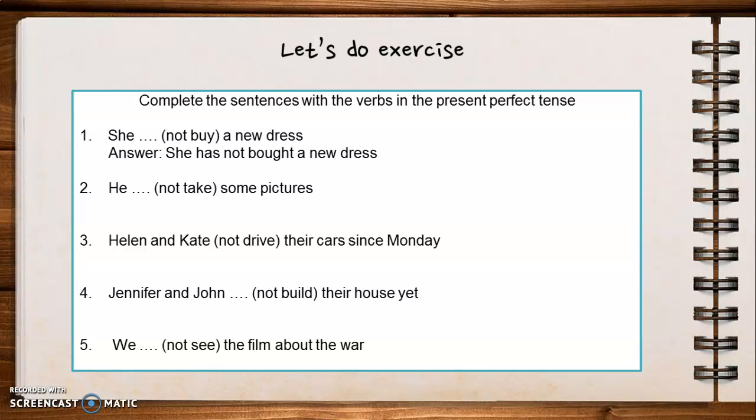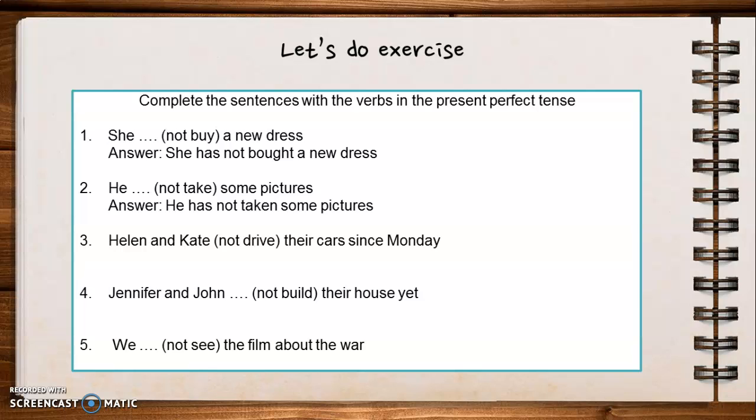Next, number 2, he not take some pictures. The answer will be, he has not taken some pictures. Why taken? Because take verb 3-nya adalah taken. Meanwhile, has, because the subject is he.